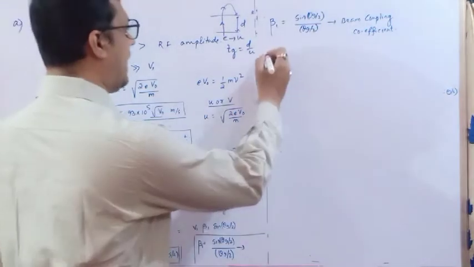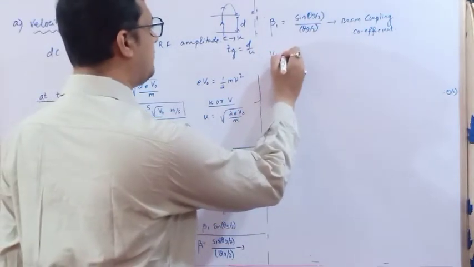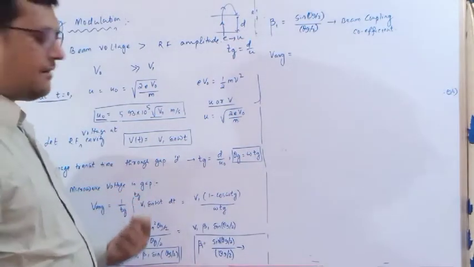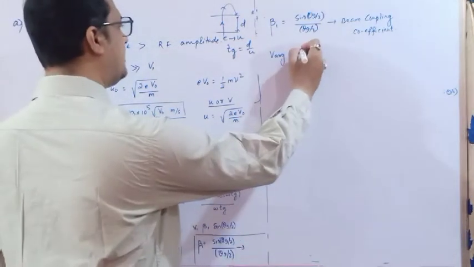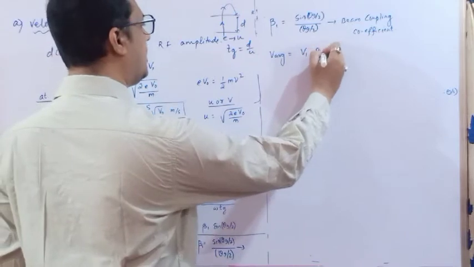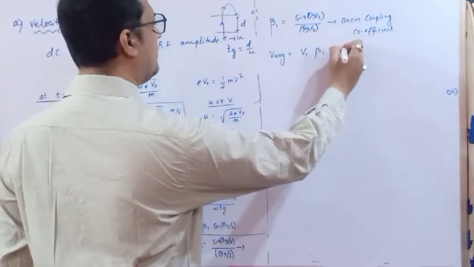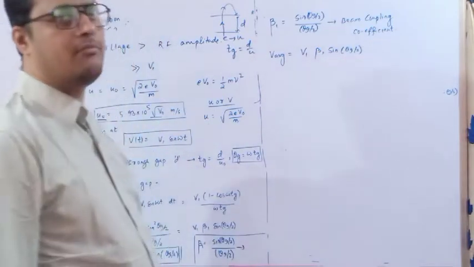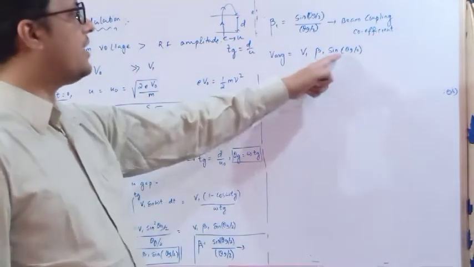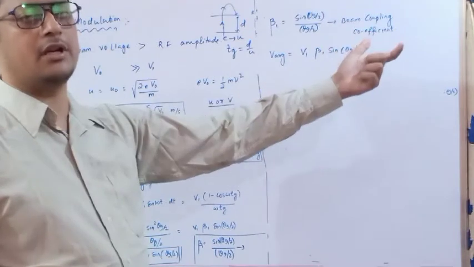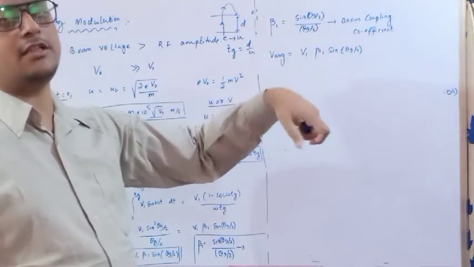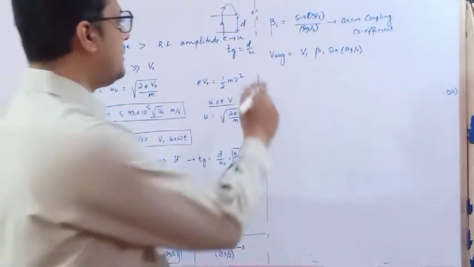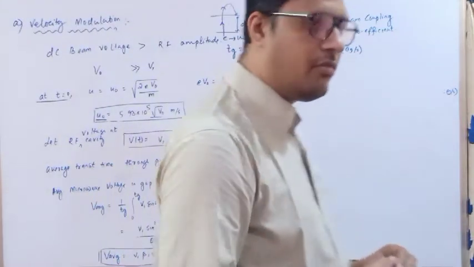So our V average, the potential of the microwave voltage in the gap, is equal to V1 beta 1 sine theta g divided by 2. In some books it will be written in terms of omega tg by 2. In some books it will be written in terms of theta g by 2. Both are the same. No need to worry about it. Okay. So this is our average potential.